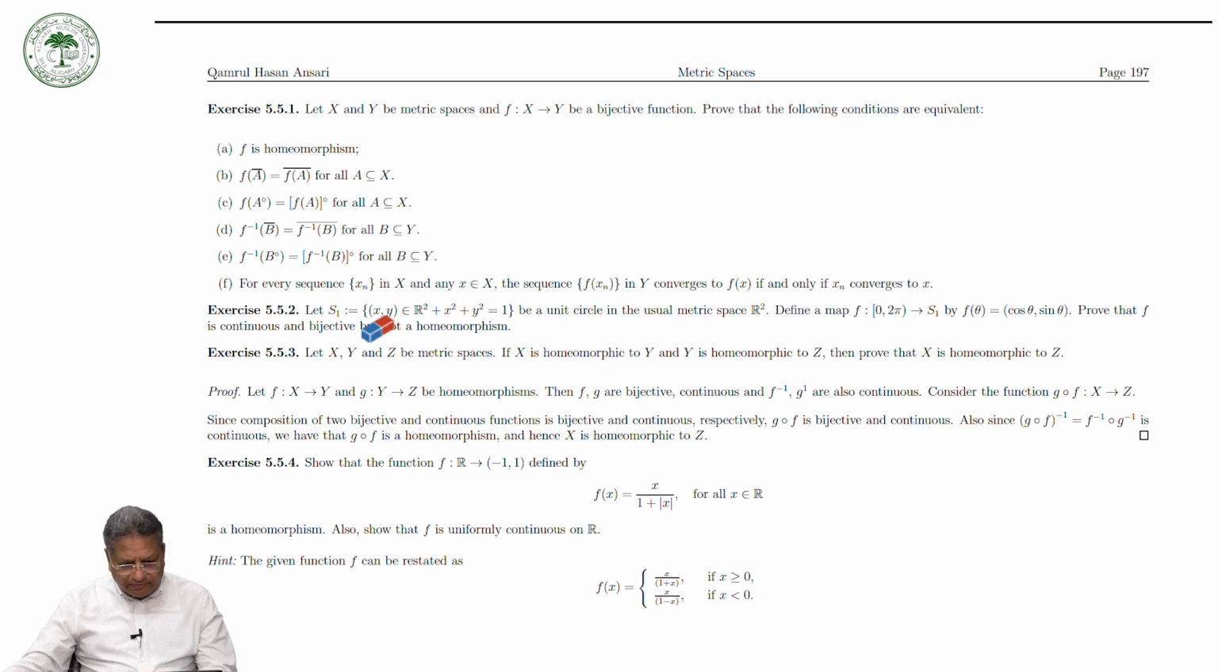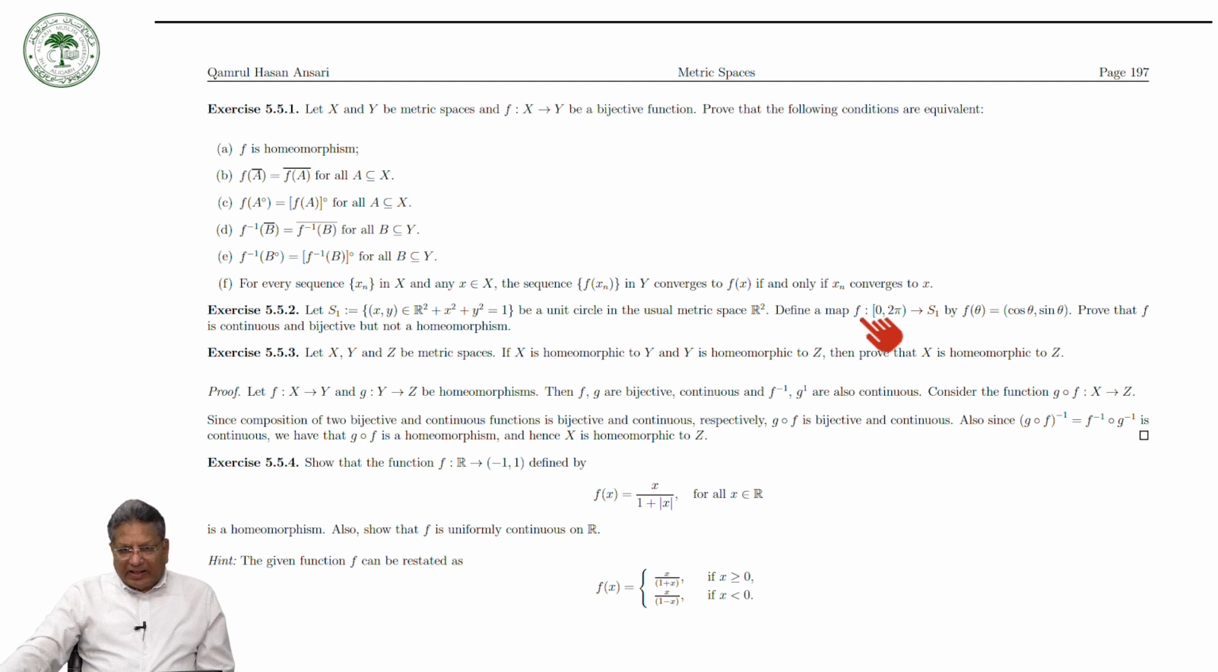Okay, now let's take another exercise. Let S1 be the unit circle in the usual metric space R2, and define a function f from the interval [0, 2π) to S1 by f(θ) = (cos θ, sin θ). Then prove that f is continuous and bijective but not a homeomorphism. That is to say, you will have to prove that the inverse of f is not continuous.